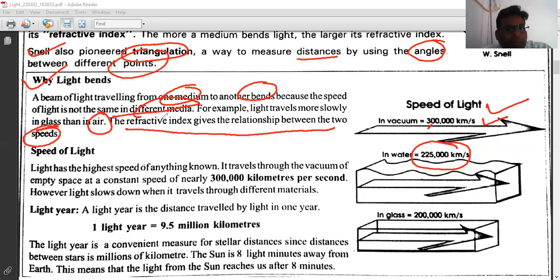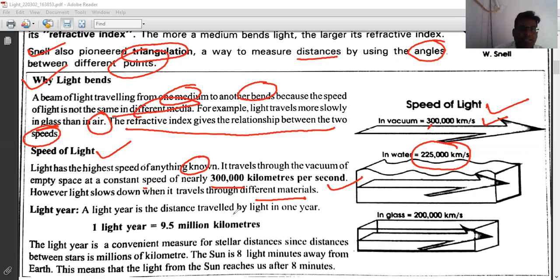So it totally depends on the refractive index of the medium. Next point is the speed of light. Light has the largest speed of anything known. It travels through the vacuum, empty space, at a constant speed of 3 lakh kilometers per second. However, light slows down when it travels through different materials.